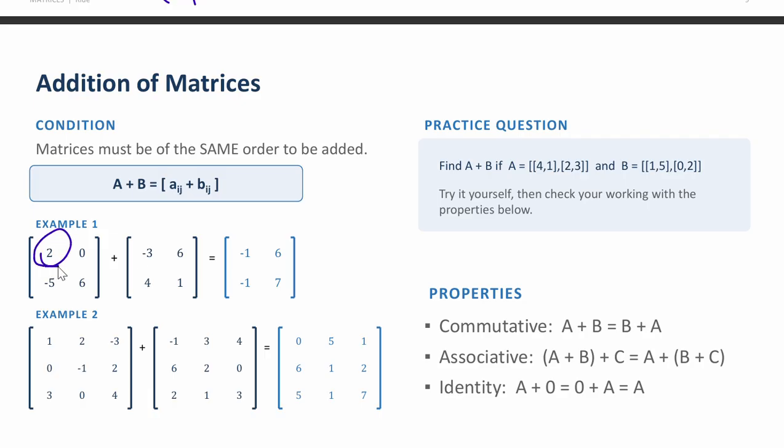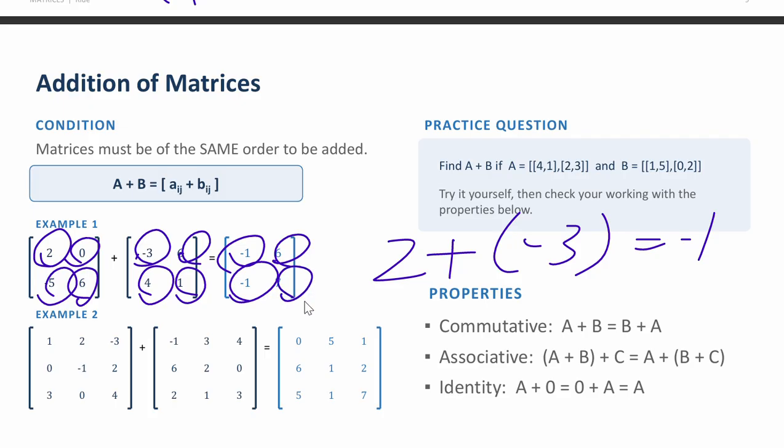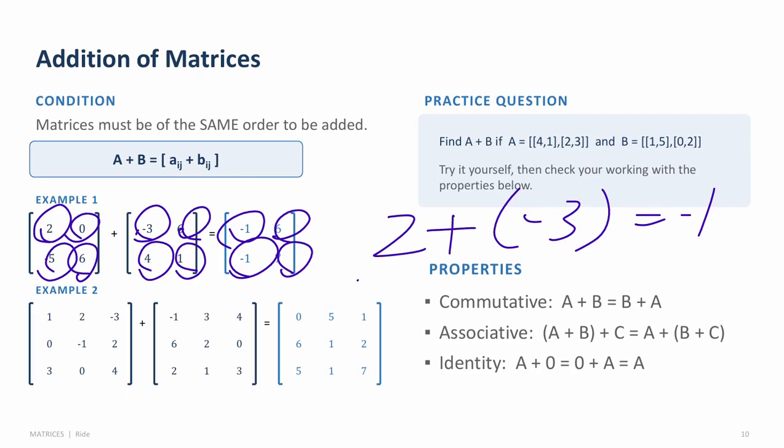For example, you have to add 2 and -3 together to get -1. So 2 plus -3 is -1. 0 plus 6 is 6. -5 plus 4 is -1. 6 plus 1 is 7. Fine. If you see this example, again it has the same number of rows and columns. Therefore, the first condition is satisfied. Both of them are 3 by 3 matrices, right? So when you add the corresponding elements, you would get this, right?